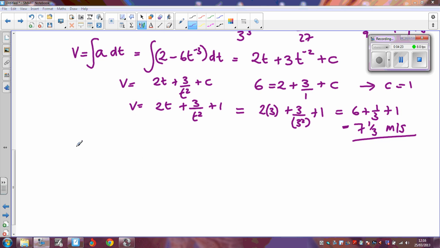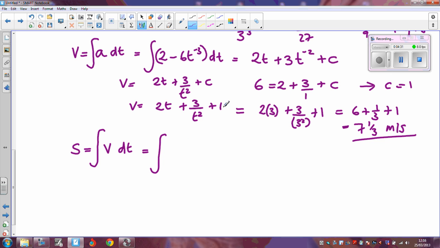Okay, now we need to find the displacement, and the displacement is going to be the integral of velocity with respect to time. Now we know that the velocity is 2t plus 3t to the minus 2 plus 1. So I'm going to integrate velocity with respect to time. That's going to become t squared. T to the minus 2 becomes t to the minus 1, so that's minus 3 over t, and then plus t. I'll put a different constant, so let's call it k.